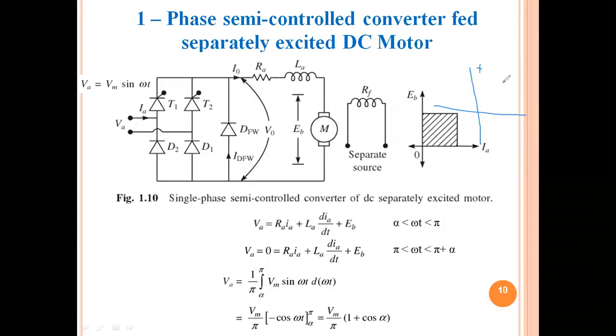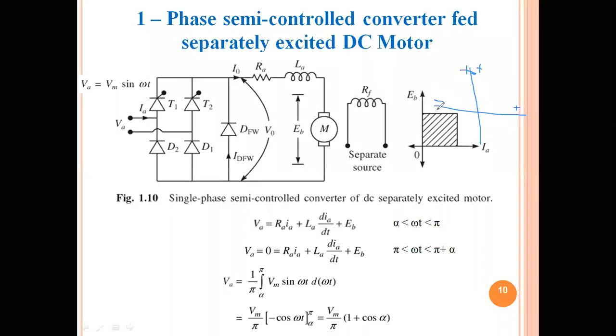These are the 4 quadrants. In the first quadrant, y-axis is positive and x-axis is positive. In the second quadrant, y-axis is positive and x-axis is negative. In the third quadrant, both are negative, x-axis and y-axis. And in the fourth quadrant, x-axis is positive, but y-axis is negative. So this is the first quadrant, this is second, this is third, and this is the fourth quadrant. Okay, so these are the 4 different quadrants.